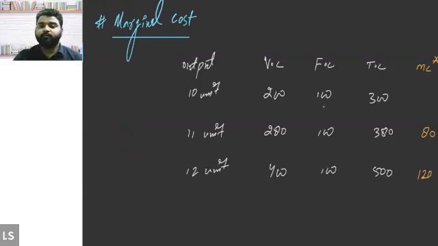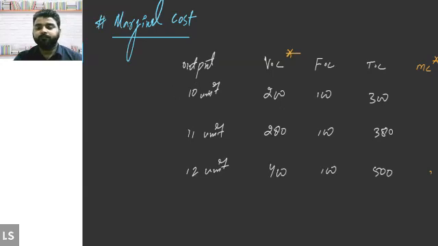Let's suppose we want to calculate marginal cost, and this time we don't want to calculate it from the total cost, we want to calculate it from the variable cost, right? So for calculating marginal cost from variable cost, we will consider the changes taking place in the variable cost.